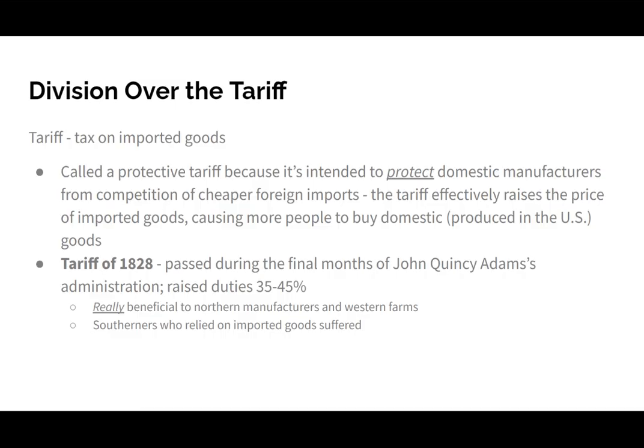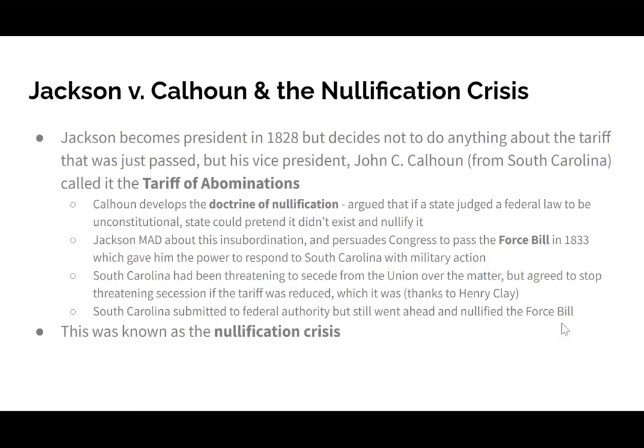And then, so in 1828, we see another tariff passed, a really big one. It passes during the final month of John Quincy Adams' administration. It raises tariffs, it raises duties by 35 to 45%. This is a big, big tax. Super beneficial to northern manufacturers and actually Western farms. But Southerners who relied really strongly on imported goods were suffering. Southerners hated this.